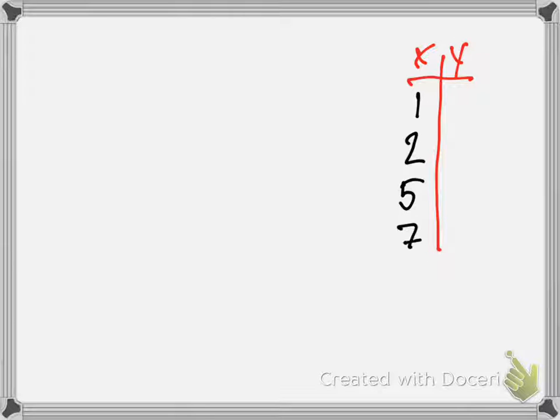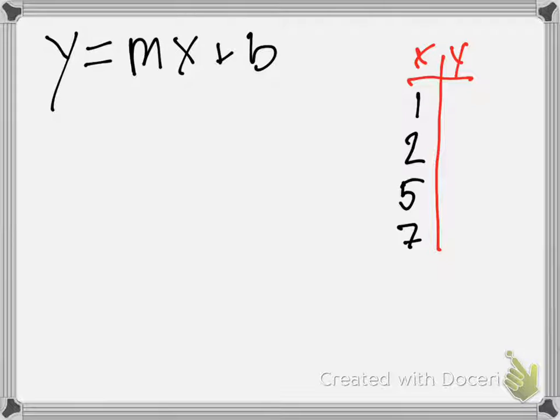$70. Now, here's a different thing. I'm going to give you this equation, and I'm going to make you fill out an x, y chart. So, for x, we're going to do 1, 2, 5, and 7. And I'm not going to tell you what our y's are. What's our formula? Y equals mx plus b. Now, I'm going to give you one y value, and you have to solve this equation. So, when x is 1, y is 13.